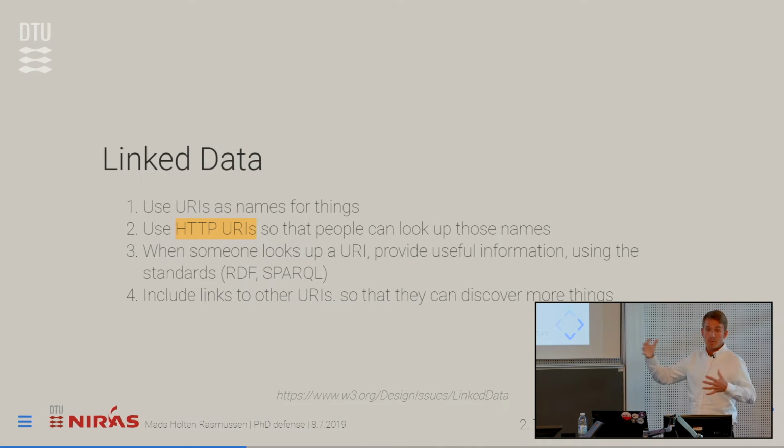So if you look up my unique URI, you'll find all information about me. Who are my friends? Where do I work? If you have the authorization to do so. And when someone looks up something, then you should provide some information that is valid. And then you should include links to other URIs so that they can discover more things. So the Eiffel Tower, when you look up that thing, then point to Wikipedia where it's explained how tall it is and all that stuff.